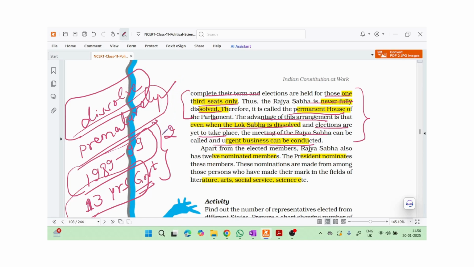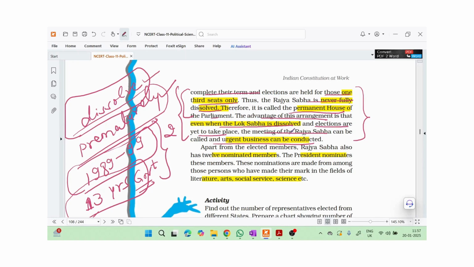And even PM can advise the president to dissolve Lok Sabha prematurely. वो भी उसके भी examples हैं. We have seen examples from the reign of Indira Gandhi. So ऐसी situation में when Lok Sabha is dissolved and the country needs conduction of urgent business, so this task, it can be handled by having a permanent house, which is Rajya Sabha.